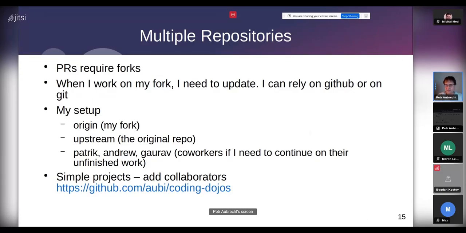Good. Working with multiple projects, and I have answers for your questions at the end. So this is something different.